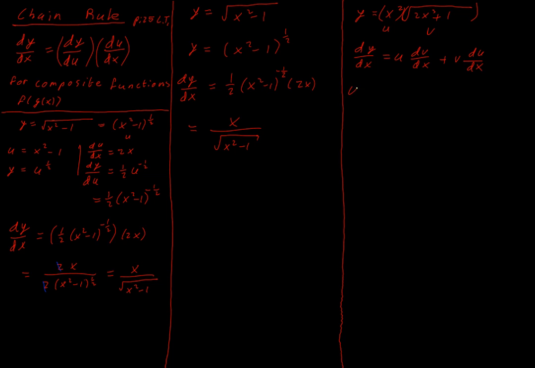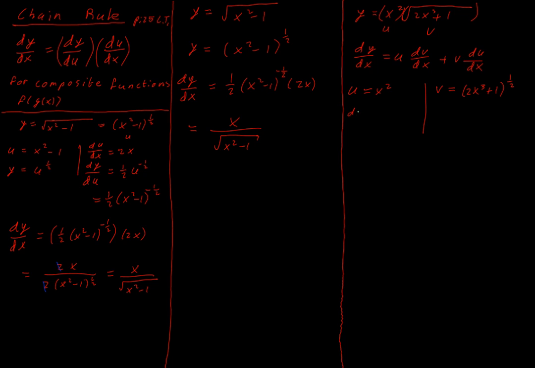Define what my u is and what my v is. So u is x squared and my v is my square root, which I should write as a power, 2x cubed plus 1 to the power of a half. Write everything in power form all the time. I now have my u and v. I know that I need to get dv dx and du dx.